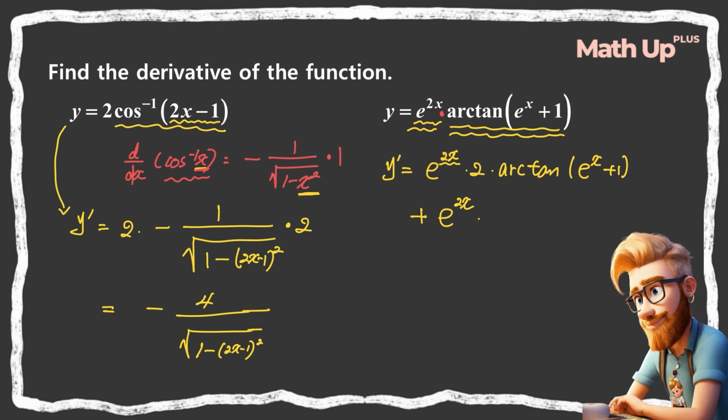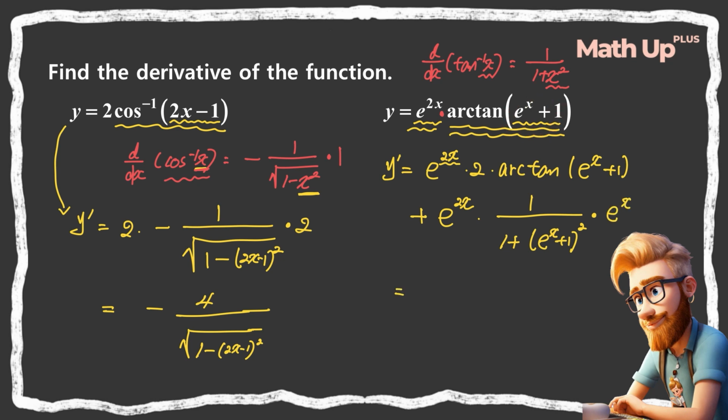That's inverse tangent. We know that the derivative of inverse tangent is equal to 1 over 1 plus x squared, right? When this is x squared. So here we must have 1 over 1 plus (e to the x plus 1) squared times, by the chain rule, we have to multiply by the derivative of this expression, which is equal to e to the x.